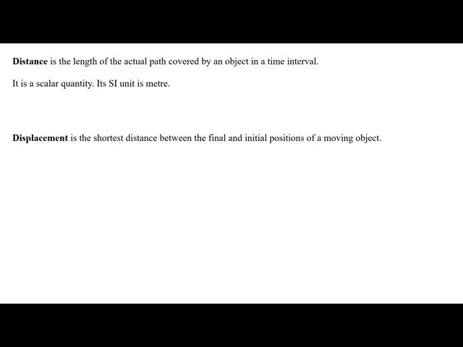Now the next point is displacement. Displacement is the shortest distance between the initial and the final positions of a moving object. It is a vector quantity. Why is it a vector quantity? Because it is based upon the direction. Distance is never dependent upon the direction, but displacement is dependent upon the direction. Why it is so, we will understand. The SI unit is meter.